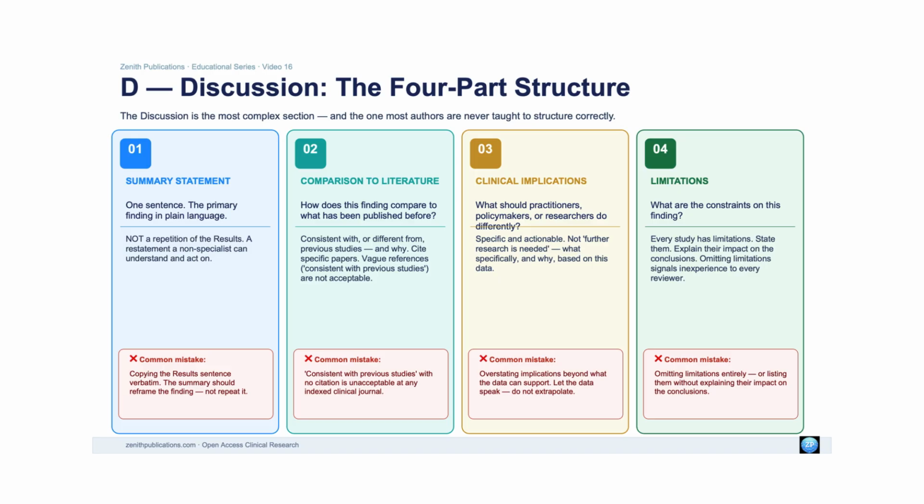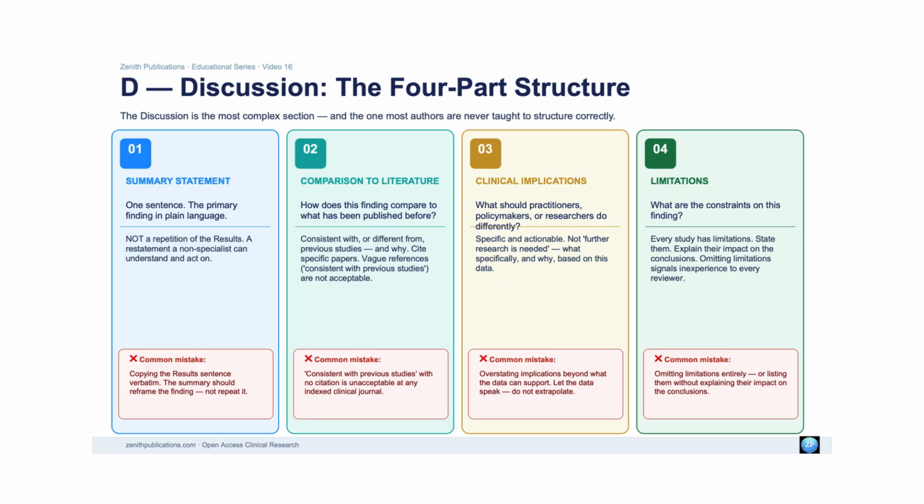Part 1, the summary statement. One sentence stating the primary finding in plain language, not a repeat of the results, a restatement that someone outside your specialty could read and understand. Part 2, comparison to existing literature. How does this finding compare to what has already been published? Is it consistent, or is it different, and if different, why? This requires specific citations. Consistent with previous studies, with no citation attached, will not pass review at any indexed journal.